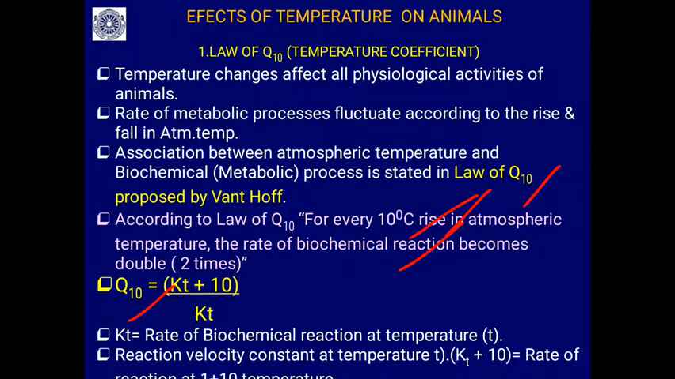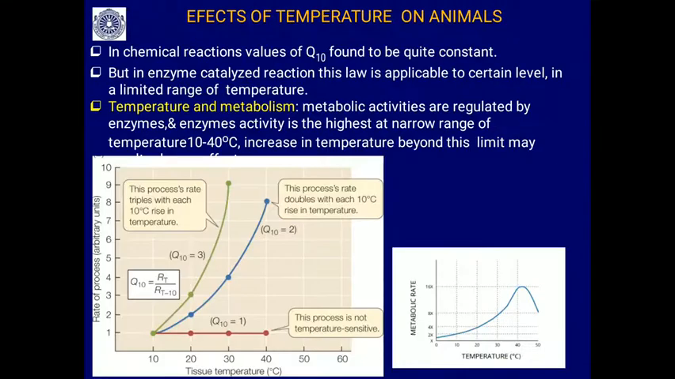So, Q10 equals KT plus 10 divided by KT, and this is the constant, you can see it keeps on rising. Every 10 degrees the rate of reaction or metabolic activity becomes double. Here KT is the rate of biochemical reaction, the reaction velocity constant at temperature T, and KT plus 10 is the rate of reaction at a 10 degree increase in temperature.